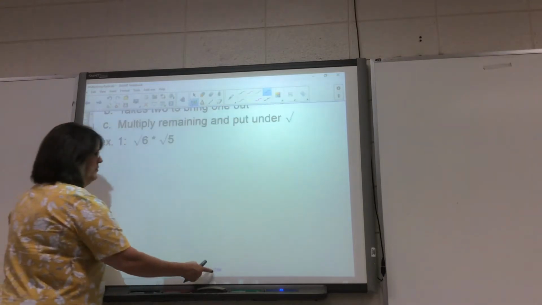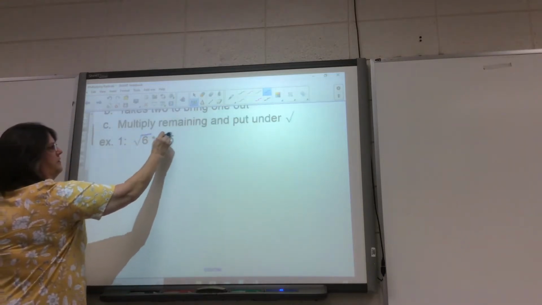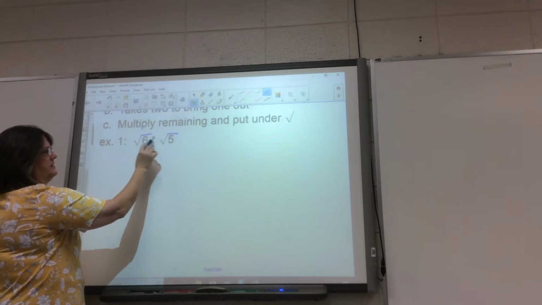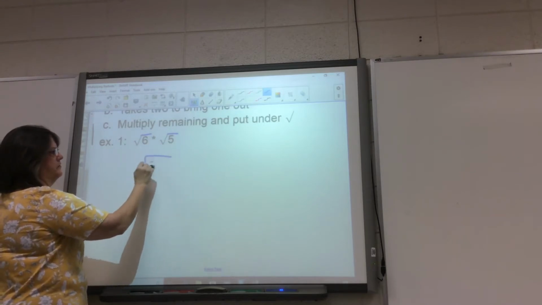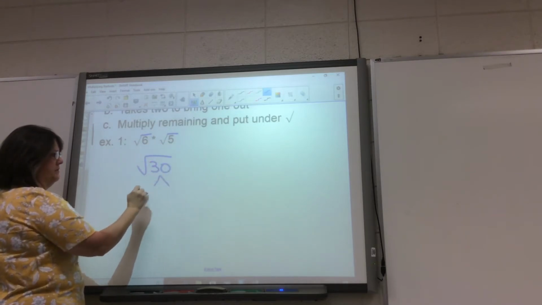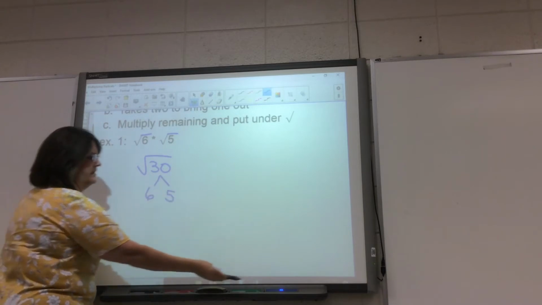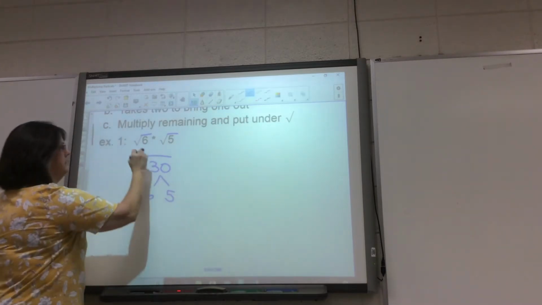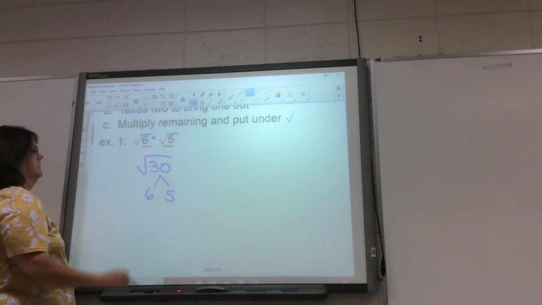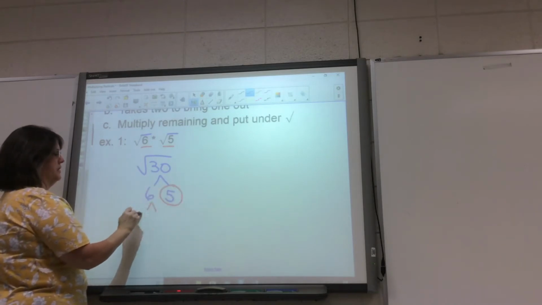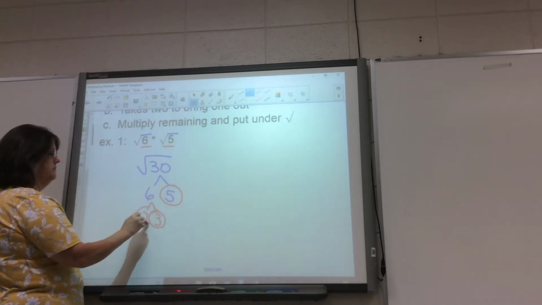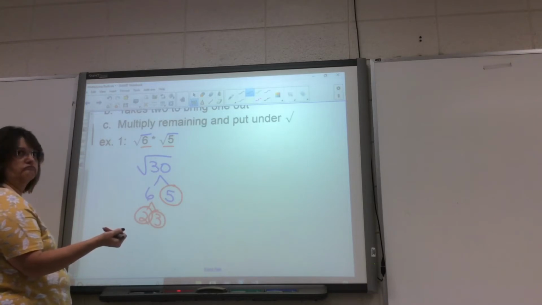Okay, both of these are underneath the radical. So I'm going to multiply 6 times 5, which is the square root of 30. I'm going to simplify that. Now, I don't have to think about what the factors are because they're right here. Okay? So just use what you were given. It makes life easy. This one doesn't simplify.